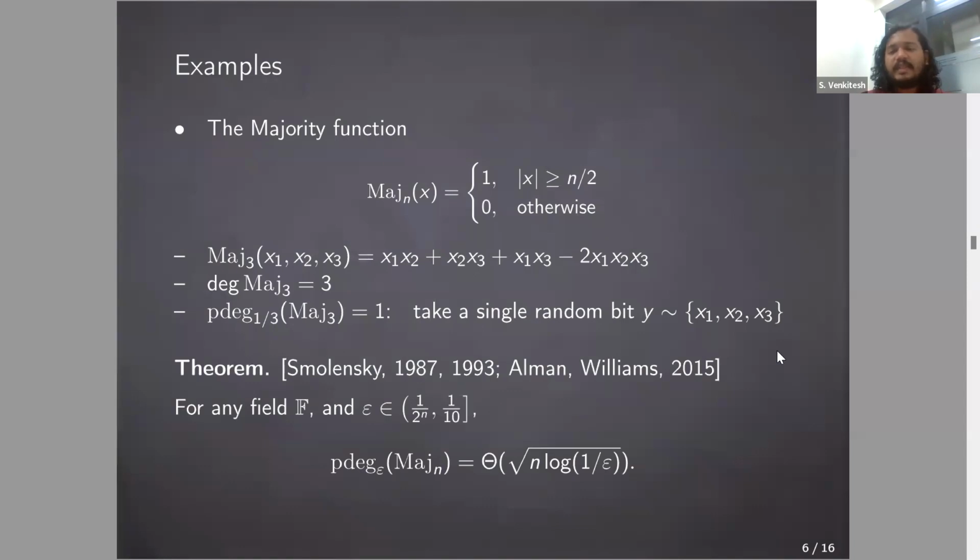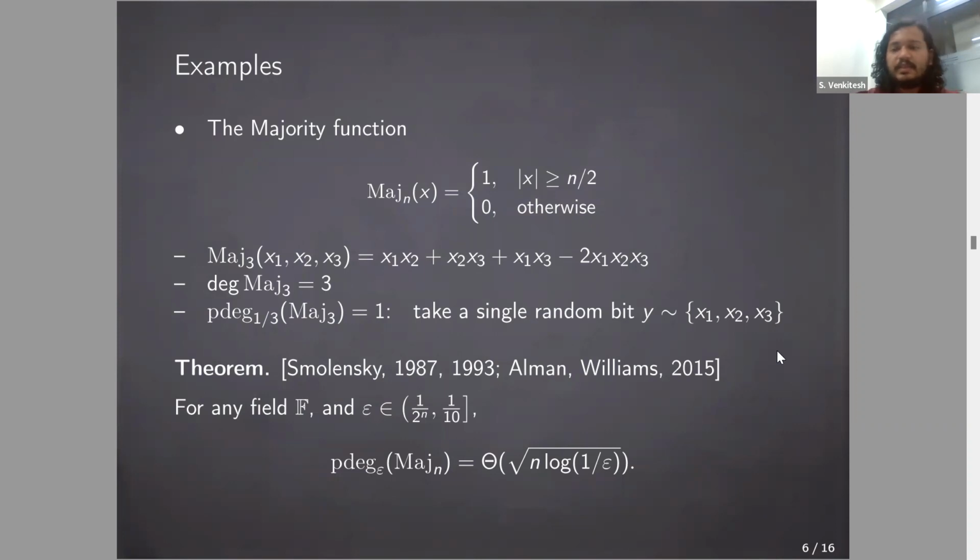And more generally, in fact, the p degree could be significantly smaller than the exact degree. So, for instance, for the majority itself, if you combine the results of Smolensky from the 90s and a recent result by Allman and Williams, you can show that over any field and any error epsilon, the epsilon error p degree of majority is roughly square root n log 1 over epsilon.